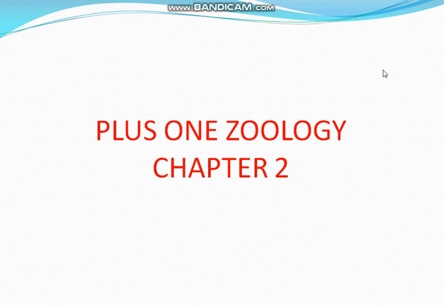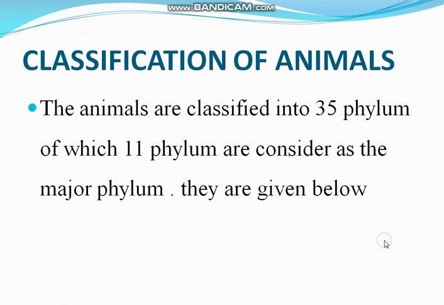Today we are going to study the continuation of our second chapter, Animal Kingdom. We already learned about the basis of classification, the 6 bases of classification and all their features. Today we are going to study the classification of animals.